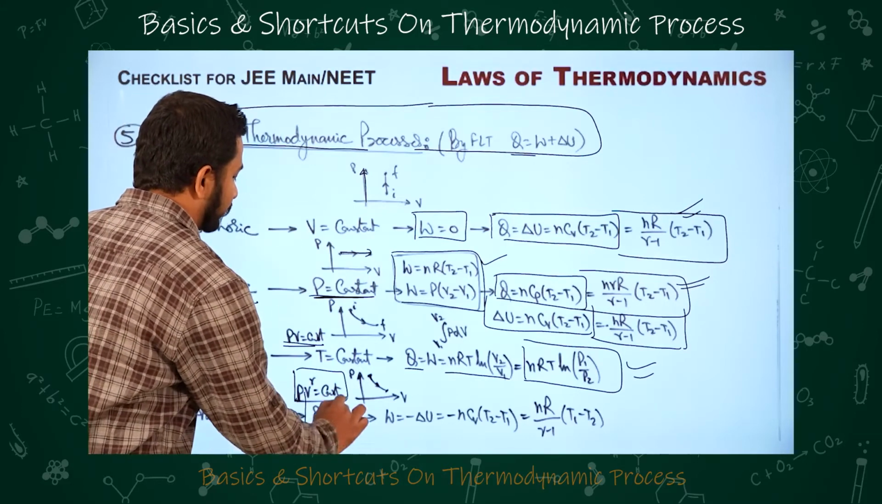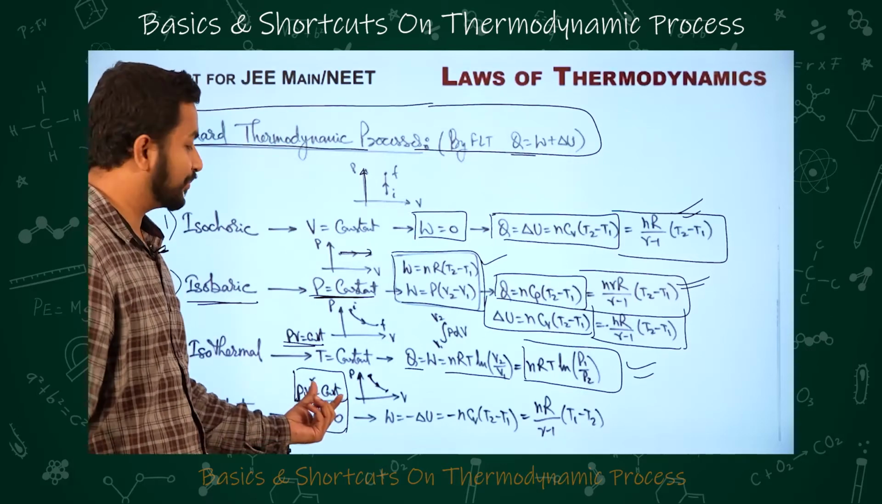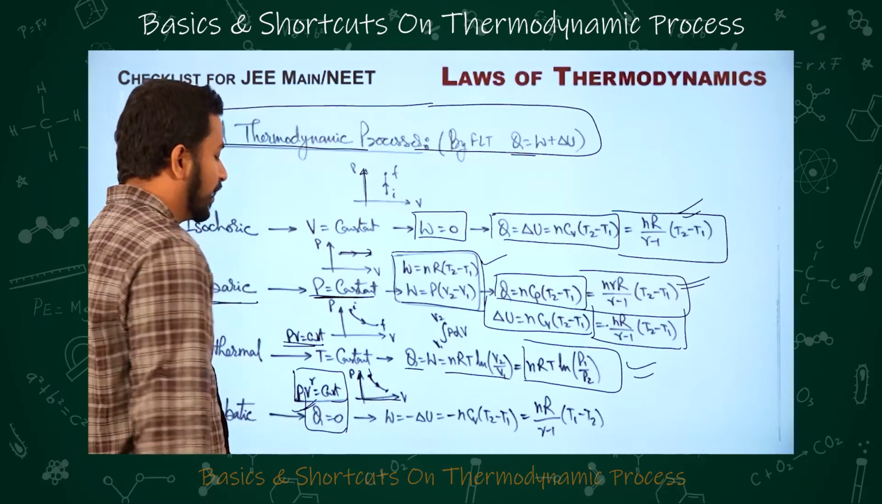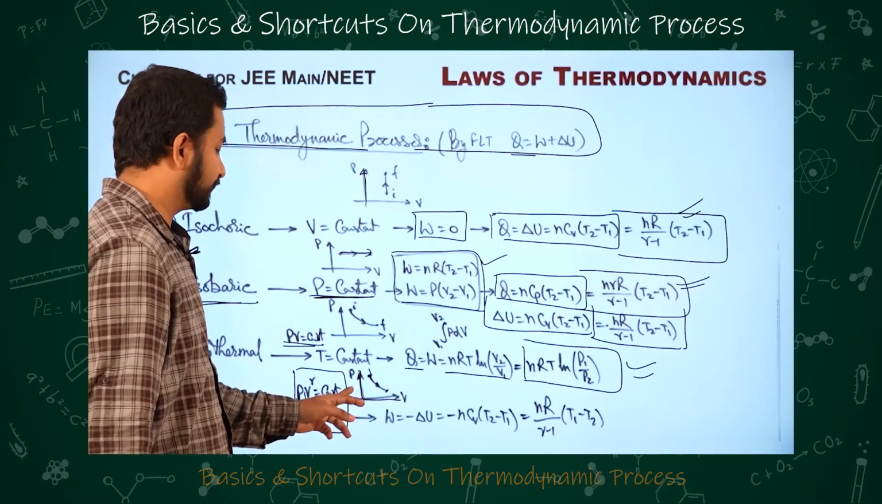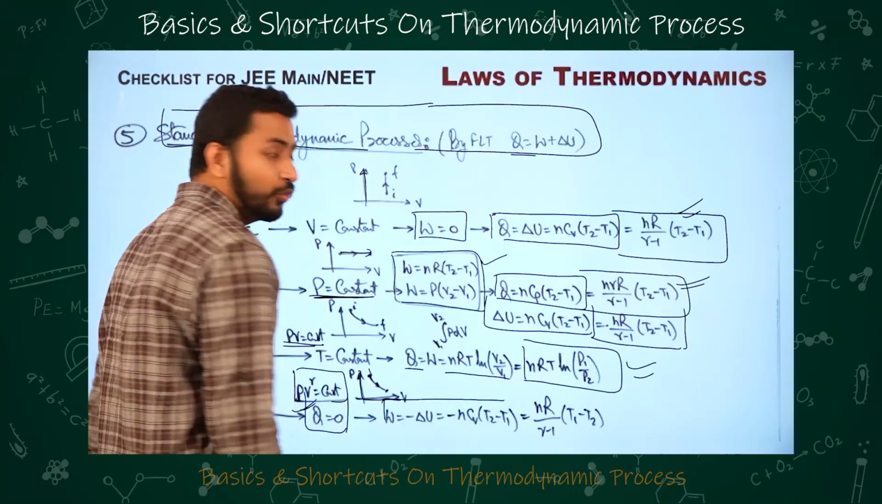Here Q is 0. Here temperature was constant, here Q is 0. No heat is supplied. The graph which we will be plotting will be like this. PV to the power gamma is equal to constant. This is the graph. So work done, student, will be equal to minus delta U.